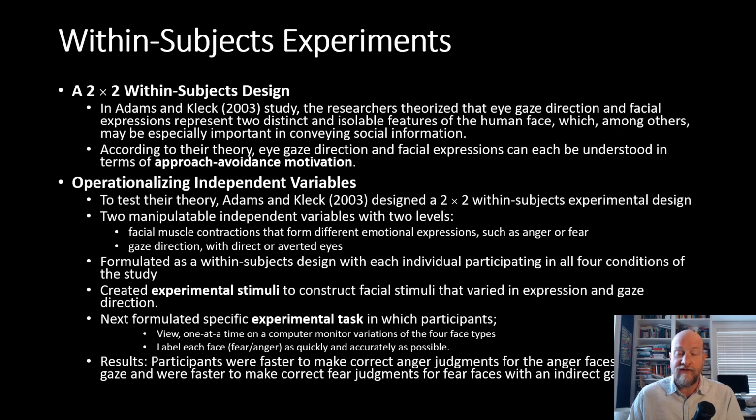They theorized that the eye gaze direction and the facial expressions represent two distinct and isolatable features of the human face. So they were saying that maybe it is really important to understand both of these factors in conveying social information. According to their theory, eye gaze direction and facial expression can be understood in terms of what they call approach avoidance motivation.